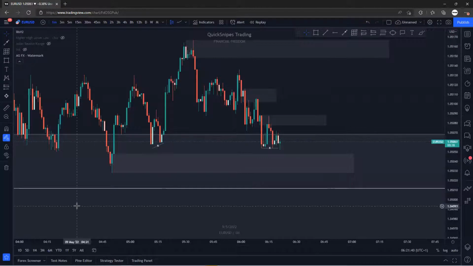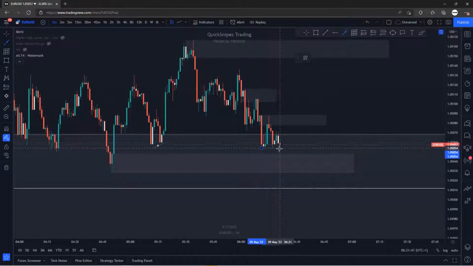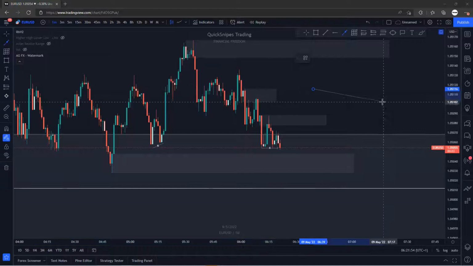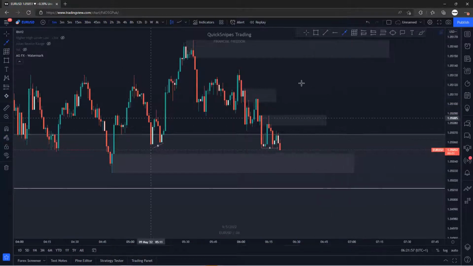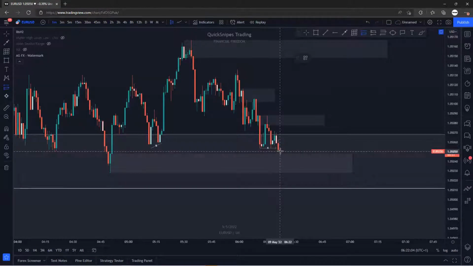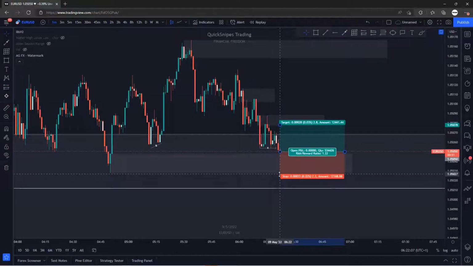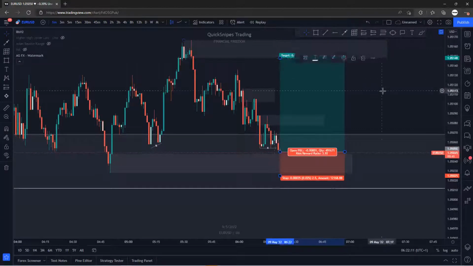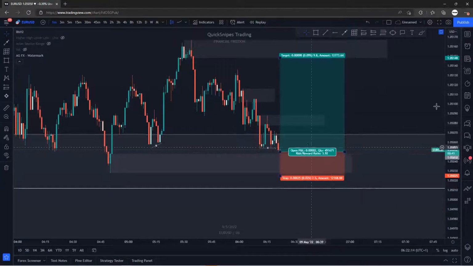As we can see, we have caused a liquidity sweep over here, and it's quite clear. So what I'm going to be looking to do is potentially look for buys if I see a range over here. The stop will be 2.5 pips and the target will be this area of supply. So we won't have entered yet.